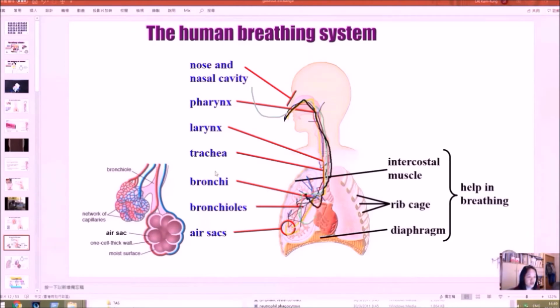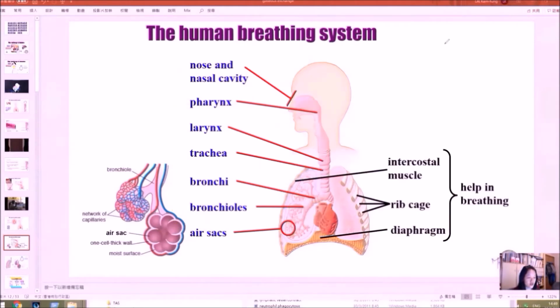Okay, how about the structures? The structure follow this: nose, nasal cavity, and then the pharynx. The pharynx is the junction between the esophagus and the trachea and your mouth cavity. Okay, 1, 2, 3, 4, 5, 6, 7. Okay, yeah, very good. Then which part is the site of gas exchange?